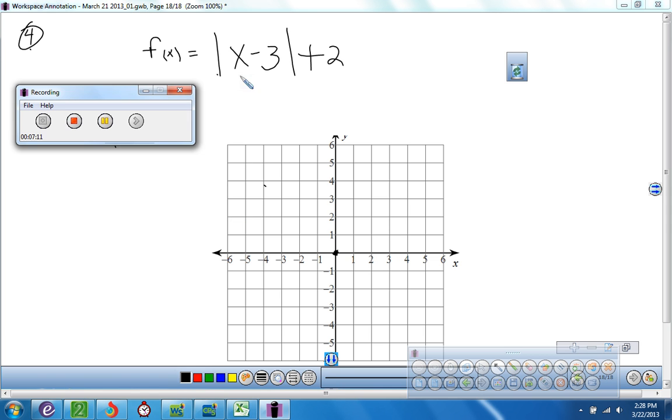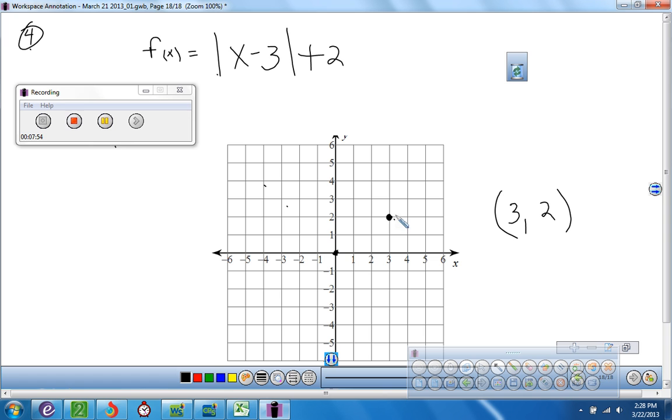All right, for 4, we're supposed to write this as a piecewise function. Actually, this says graph the absolute value and then write it. But let's go ahead and graph it. Now remember, the +2 moves it up 2. So we would come up 2 for the +2. And then the -3 is going to actually move it to the right, because it's opposite. So it'd be over 3, up 2. So that's our vertex. Our vertex is (3, 2).